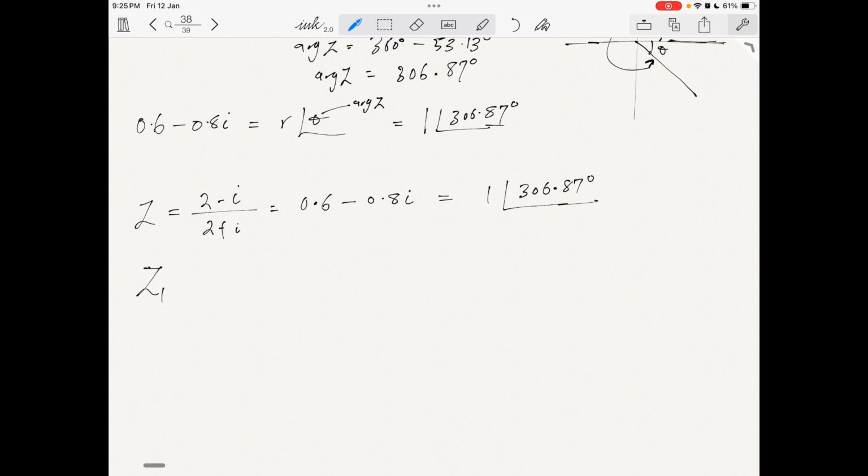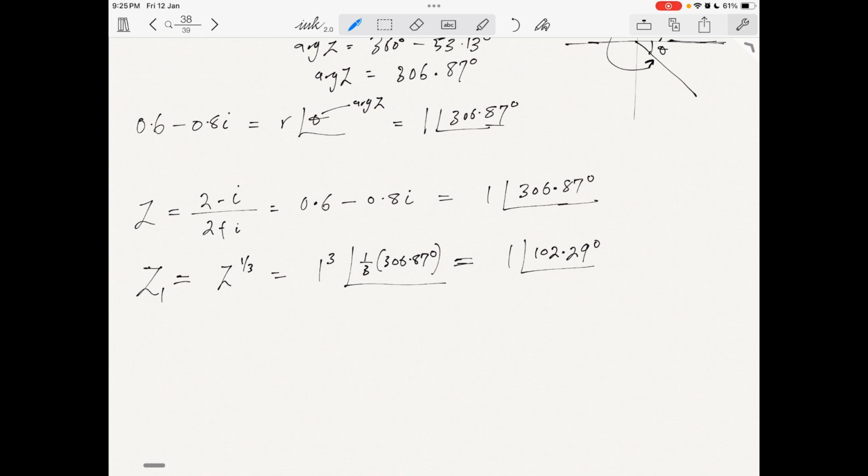So the principal root, which is the first root, will be equal to z raised to the power 1 over 3, and that will give us 1 raised to the power 1 over 3, argument 306.87 degrees divided by 3. So this will be equivalent to 1, argument 102.29 degrees, and that is the first root, which is the principal root.